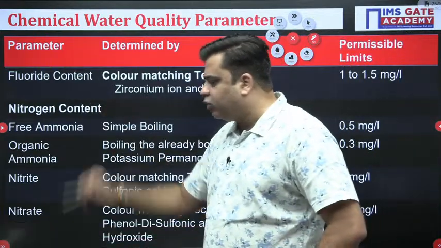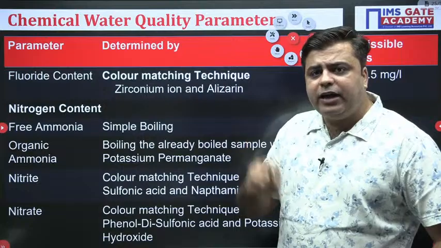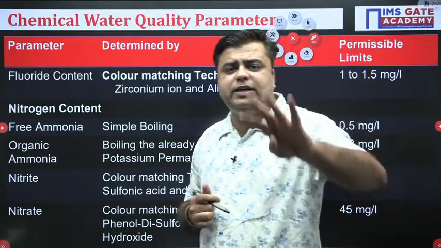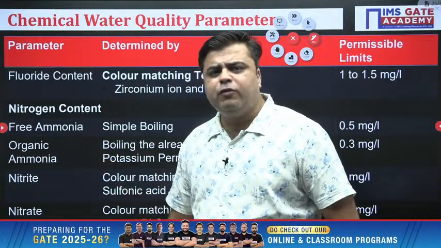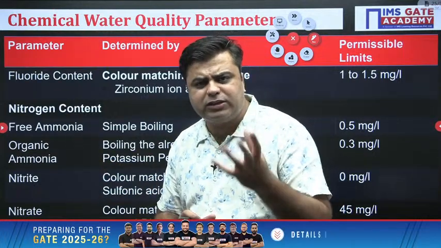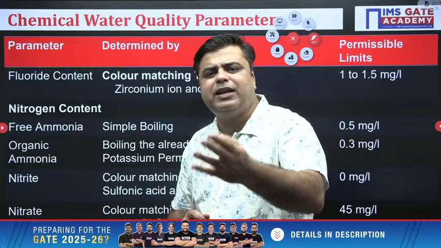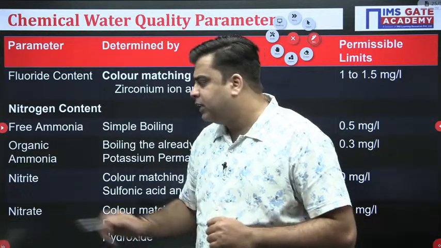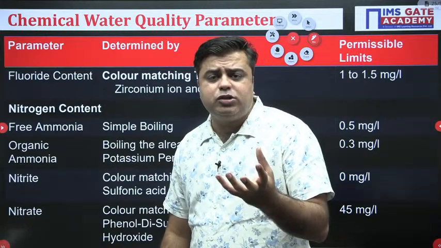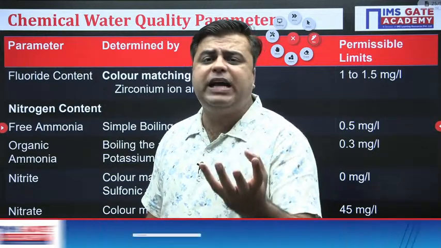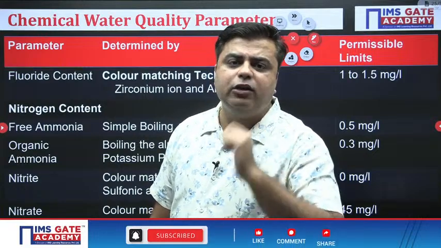Next one is the nitrogen content. Now my dear, nitrogen in your water sample can be present in 4 different forms. First one is called free ammonia. Free ammonia basically indicates how much simple organic matter is present in your water sample. Second one is organic ammonia. Organic ammonia especially tells you the amount of complex organic matter present in your water sample.